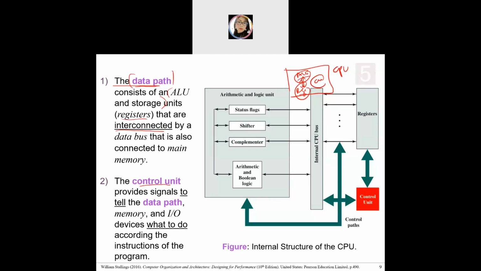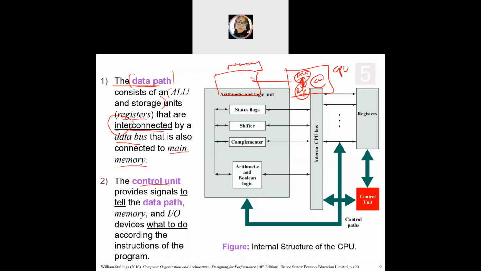Interconnected, where inter means inside a CPU. So a connection inside by a data bus. It is connected between each other using the data bus. That is also connected to the main memory. Later on, it's going to connect to the main memory.